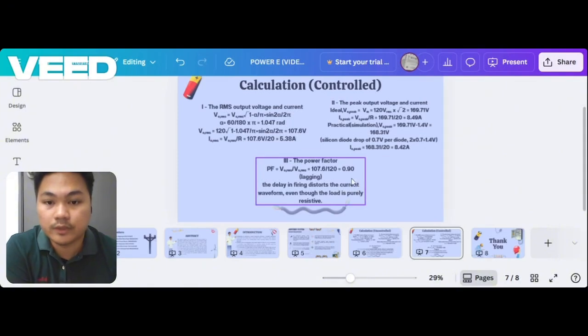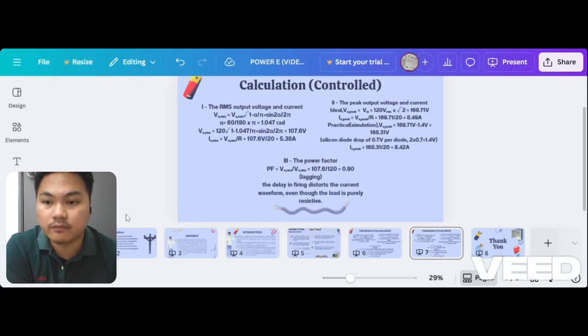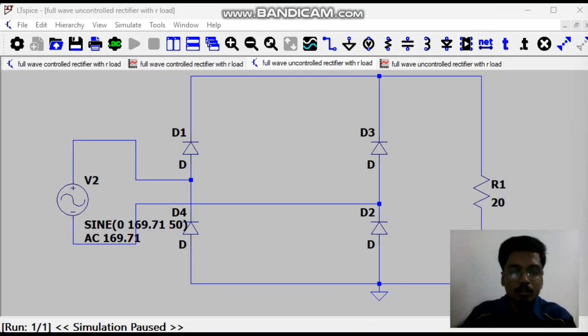So the power factor is equal to V naught RMS over Vs RMS. The V naught RMS value is 107.6 over 120 volt, and is equal to 0.90 lagging, because the delay in the firing distorts the current waveform even though the load is purely resistive.